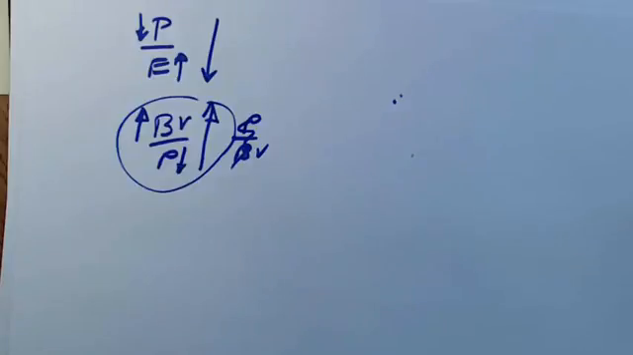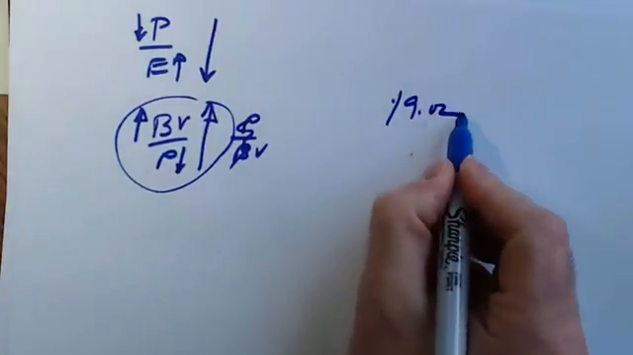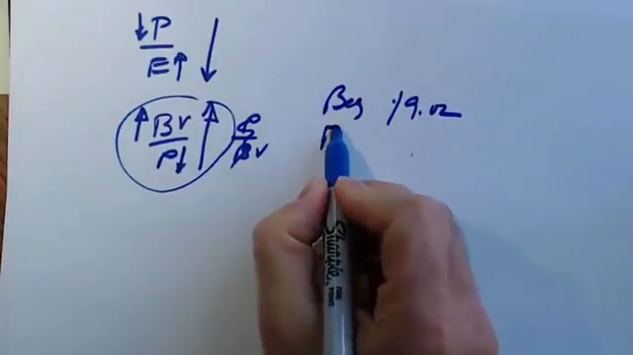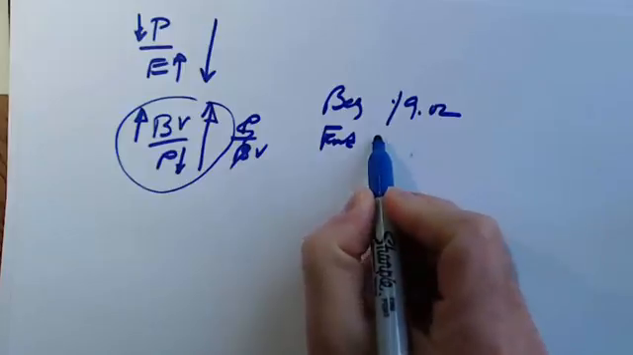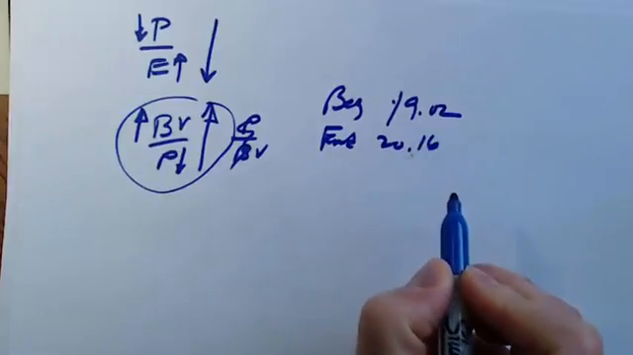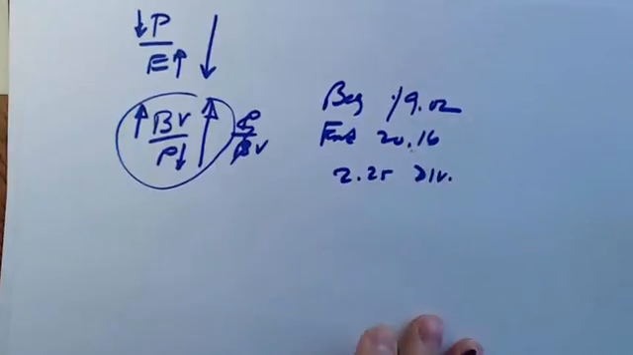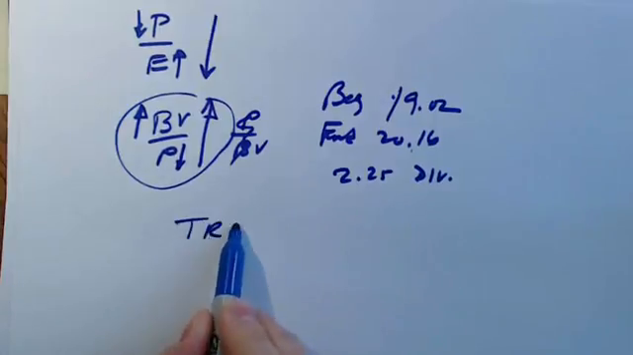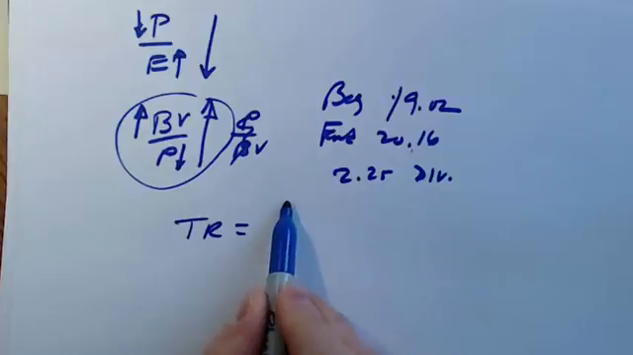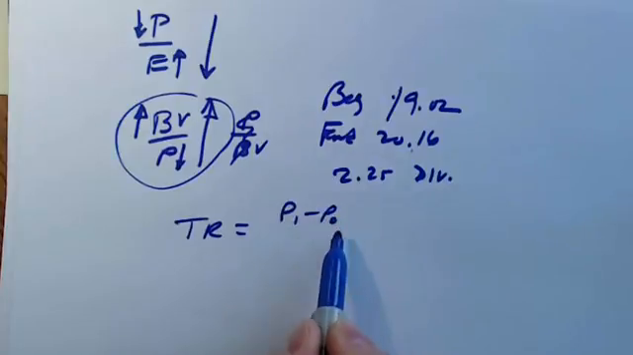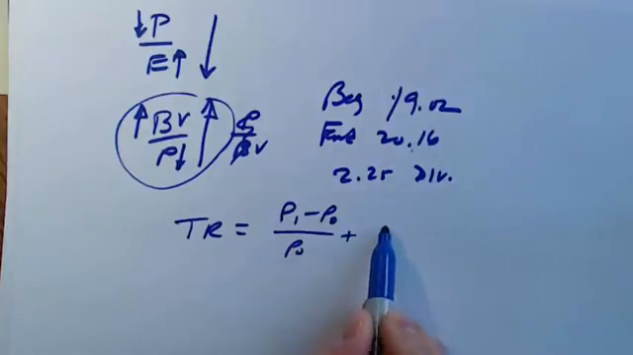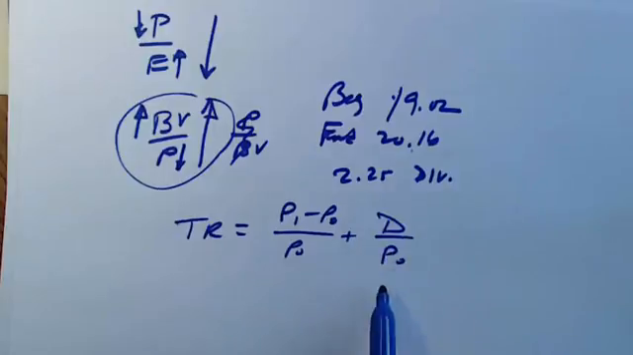Okay, so the NAV per share at the beginning of the year was $19.02. And at the end, it was $20.16, and the fund paid a $2.25 dividend in that time period. So the question asks, what's the total return on its components? The total return is going to be price at the end minus the beginning price plus the cash flow, which was dividends, divided by price at the beginning.